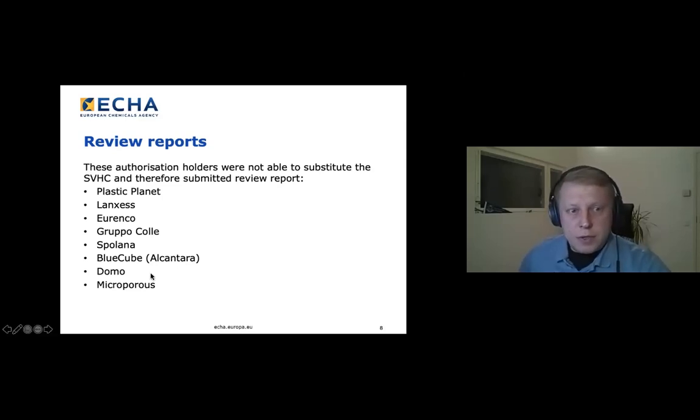The last two examples, Domo and Microporous, are even more complex cases. They do have potential alternatives, but in the case of Domo in particular, there are issues with local government permissions. In general, their alternatives require a substantial investment, according to them, into their facilities and lots of changes. So again, they submitted a review report to gain perhaps a little bit more time in order to switch the substances to available alternatives.